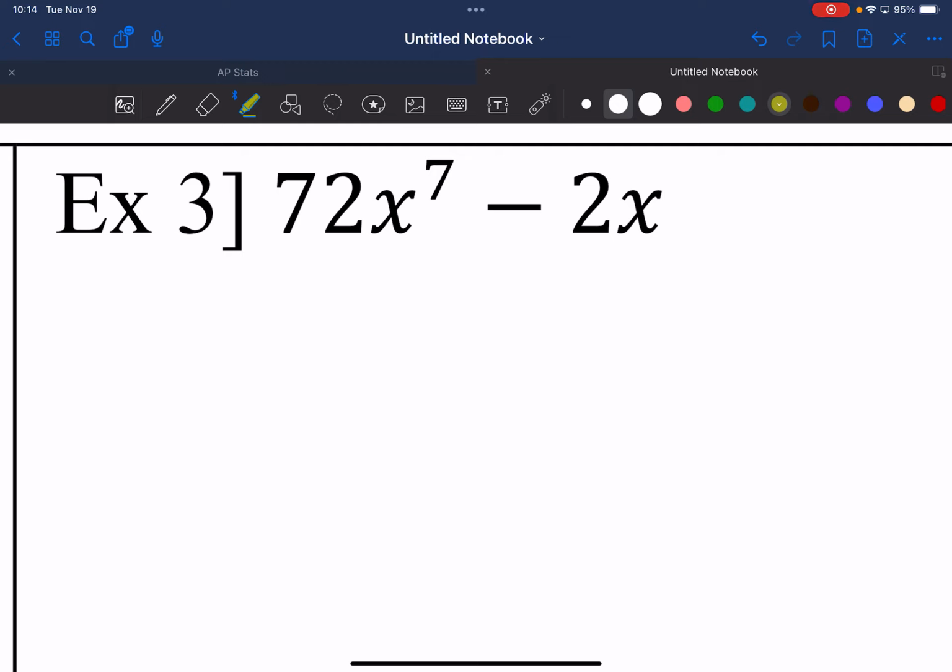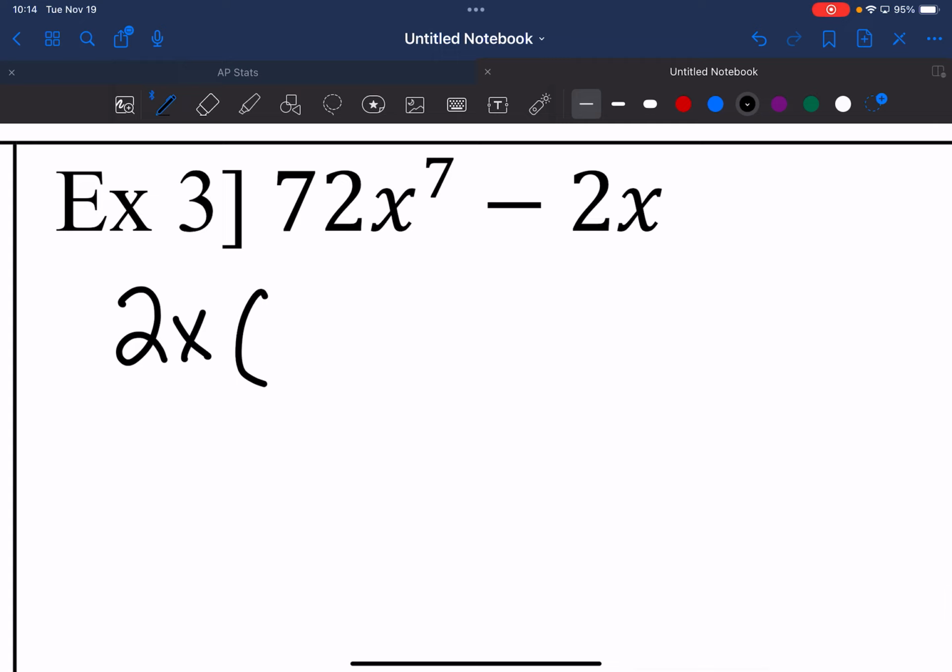Okay, look at this one. Can we take out a GCF first? Good, a 2 and what else? An x. So if I take out a 2x, I'm left with 36x to the 6 minus 1, right? I took out 2x from 2x. Where did I get the 6? I took out an x from x to the 7th, and it dropped down to x to the 6.